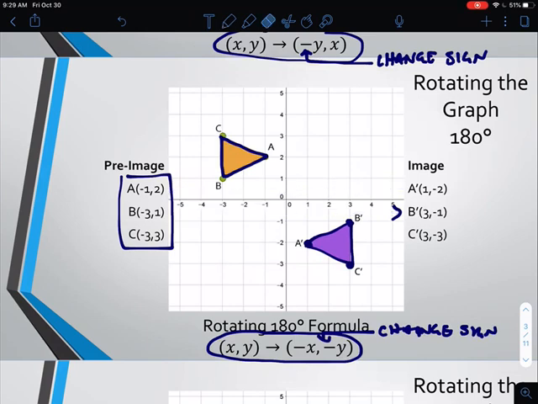Now again, if you wanted to actually do the hands-on method where you physically rotate your page, what you're gonna do this time is take your whole paper and rotate it all the way upside down. So when you rotate it all the way upside down, you're gonna kind of come all the way around, and what's gonna happen is triangle ABC ends up in its new location.